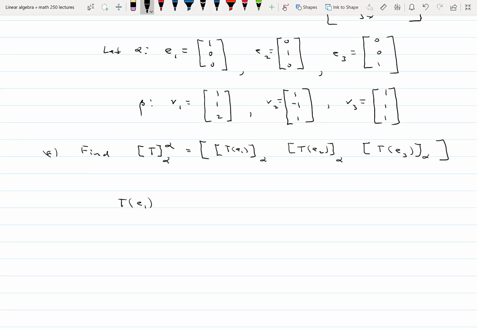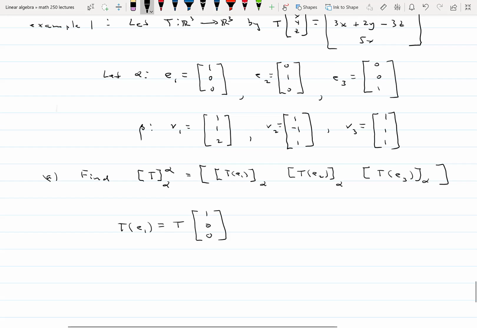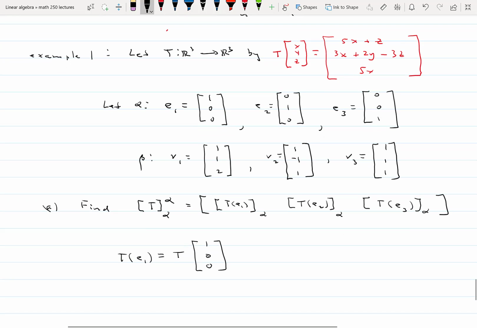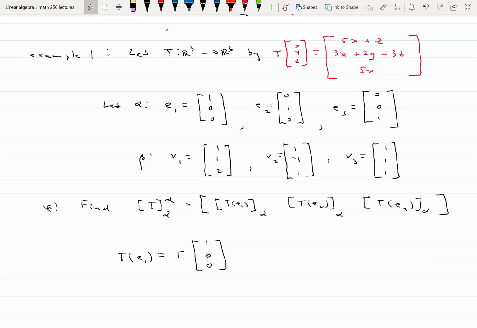T of E1 is T of 1, 0, 0. Just look at our linear transformation above. I'll highlight it in red for us, just so we can look at it. Our linear transformation, there it is. So T of 1, 0, 0: put x equals 1, y and z equal 0. So we get 5, 3, 5. We get the column vector 5, 3, 5.